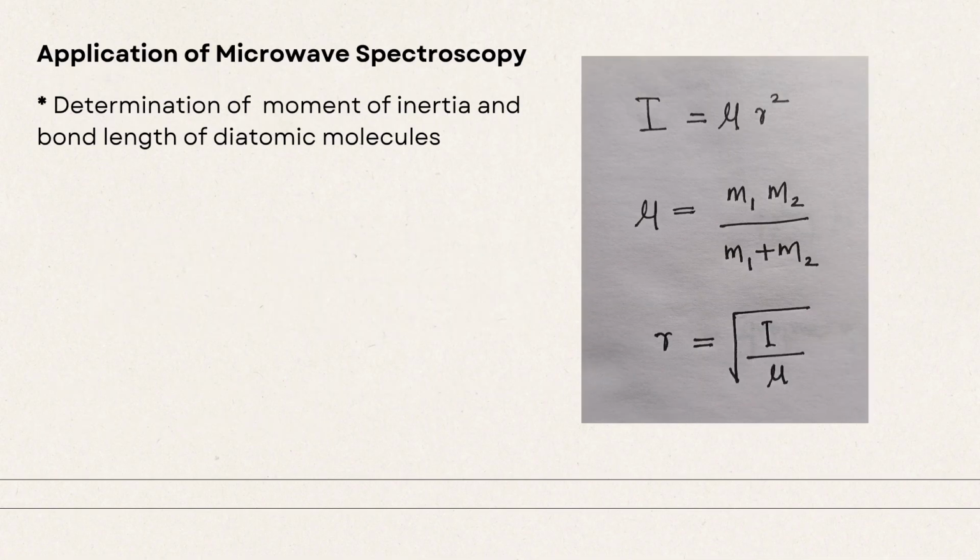The application of microwave spectroscopy is that it is used to determine the moment of inertia and the bond length of diatomic molecules. We can calculate the moment of inertia by using the equation I = μr², where μ = m1 m2 / (m1 + m2). It is known as the reduced mass of the molecule. And the bond length of the diatomic molecule can be calculated by using the equation r = √(I/μ), where I is the moment of inertia and μ is the reduced mass of the molecule.